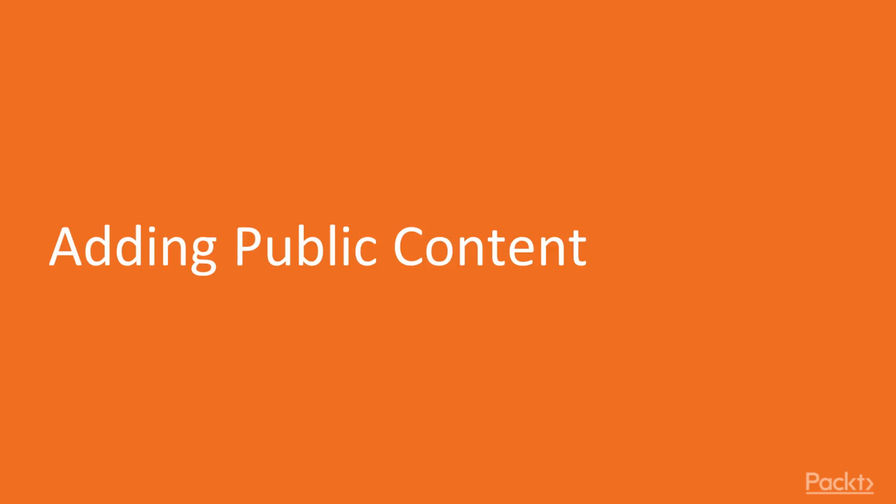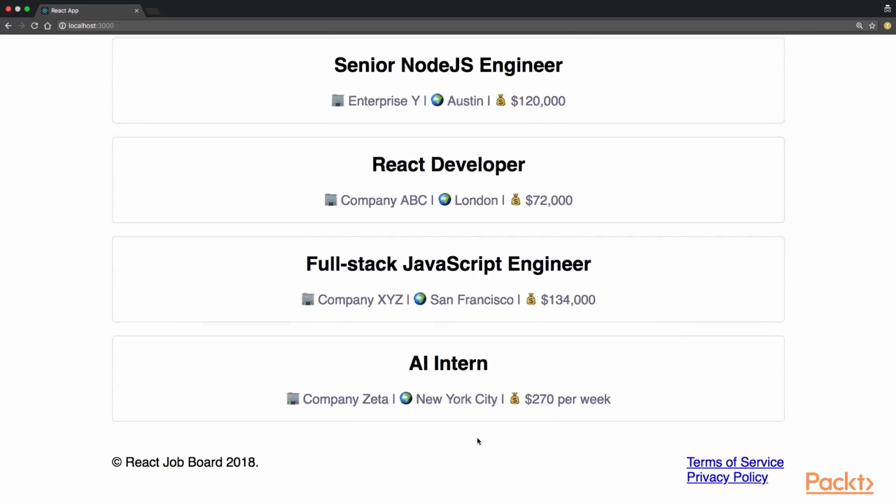We'll start relatively easy by adding the remaining public content. These are pages that can be accessed by users who are not logged in. We're also going to add some polish to our web app by implementing loading indicators and by adding our search bar feature. First off, you'll notice that we have a footer section at the bottom of our app. This was not there before.